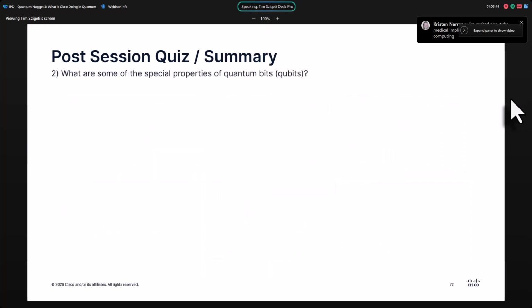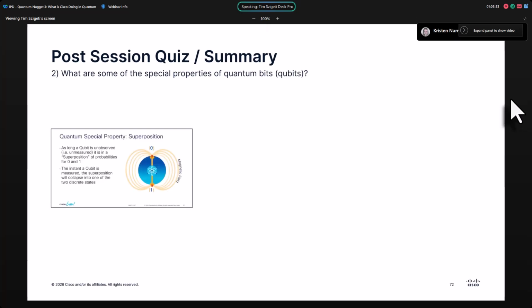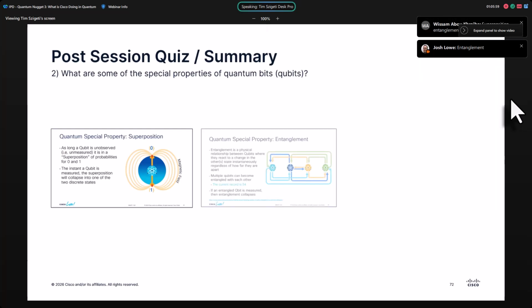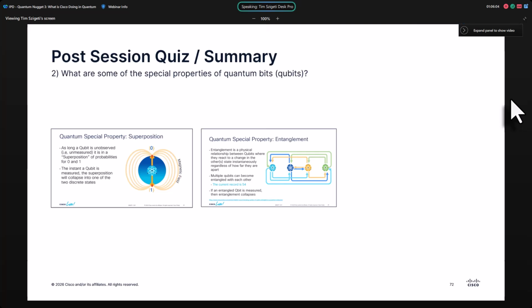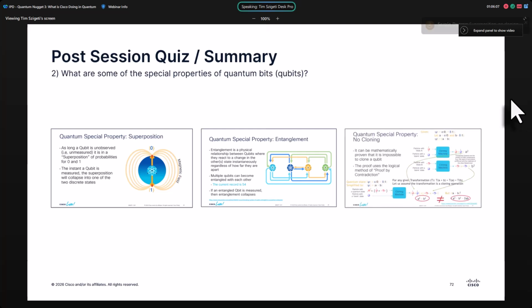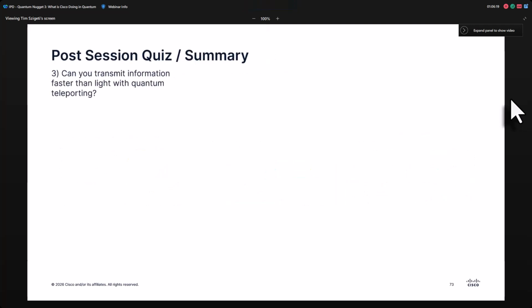Okay, what are some of the special properties of qubits? Well, we talked about a few of them. We talked about superposition. Remember the flipping coin? It instantaneously has a probability of 1 and 0 at the same time. Entanglement, excellent, Kristen, thank you. Entanglement's a huge one, and we leverage that extensively in quantum networking. And then finally, no cloning. Very nice, Wissam. Excellent. I love it. It's great to see the feedback coming in. And that's a unique property, particularly for security purposes. It also limits our options a little bit. It ties our hands when it comes to communication. But anyways, it's a double-edged sword.